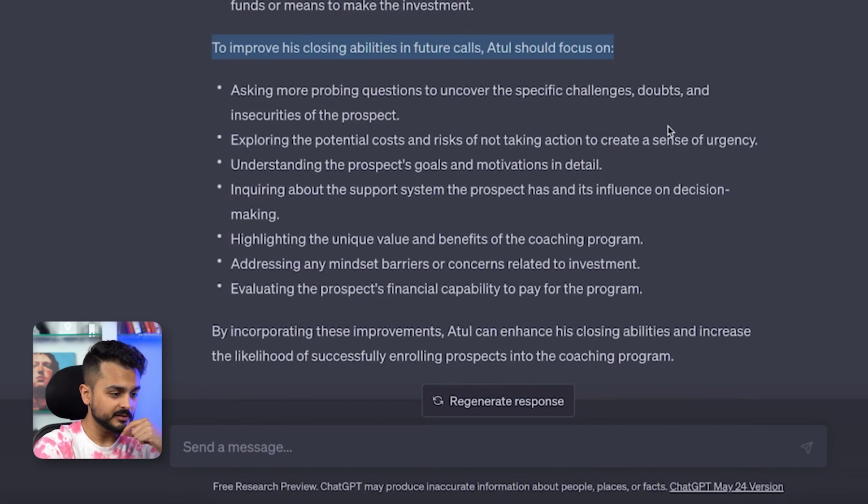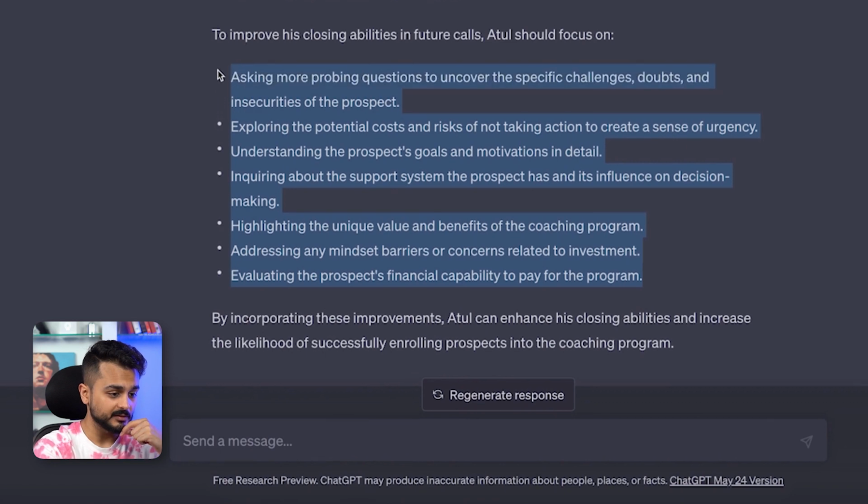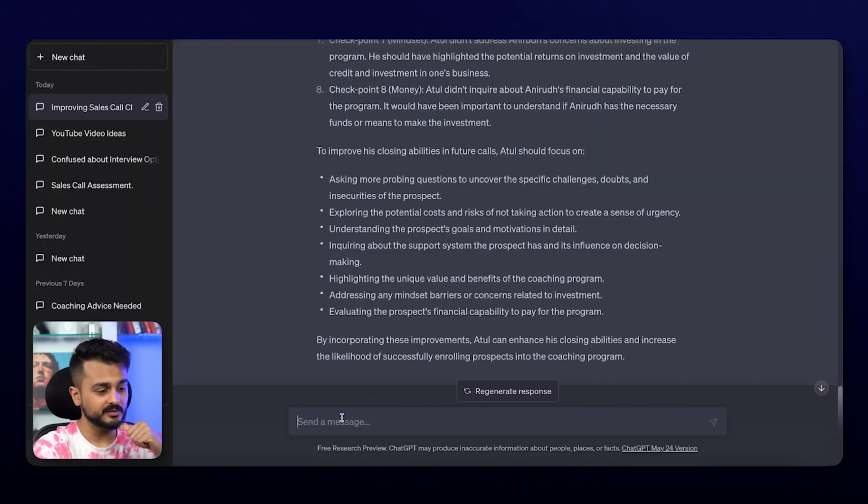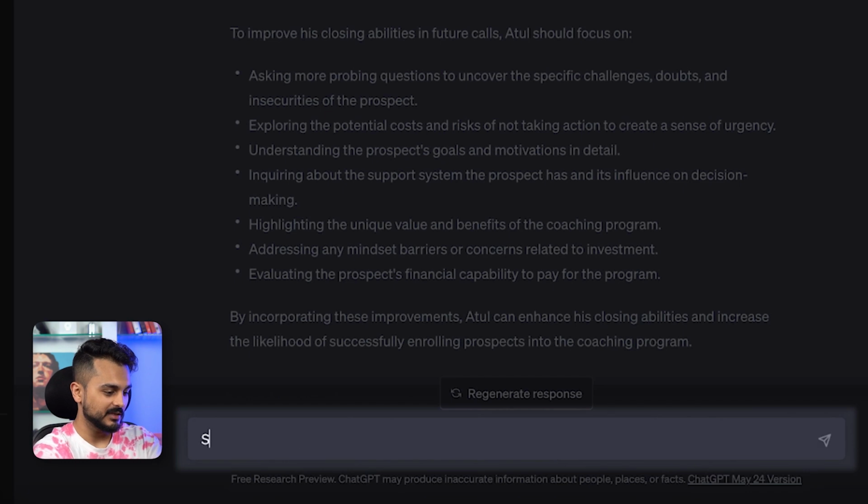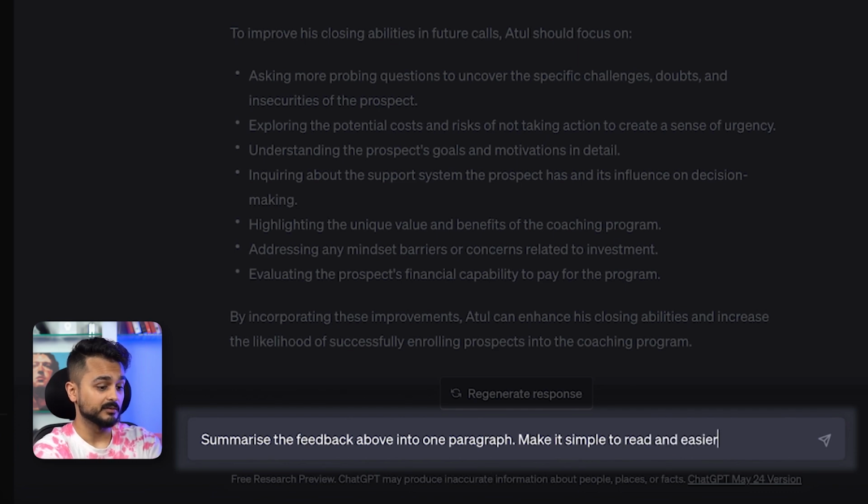So to improve Atul's capabilities, he could do these things, right? And then honestly, isn't that crazy? I think it's pretty awesome, right? There's also one more thing I could do, which is summarize the feedback above into one paragraph, make it simple to read and easier to understand.